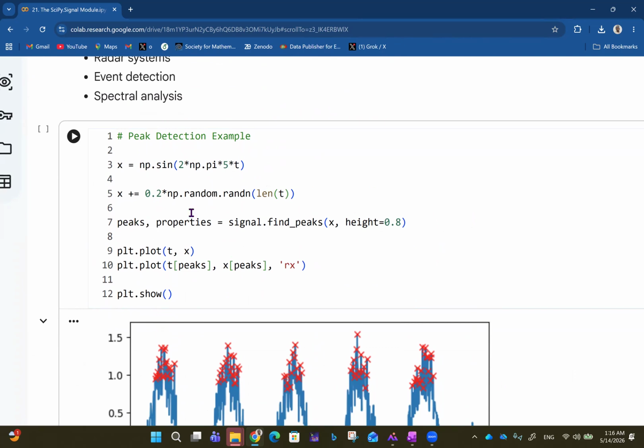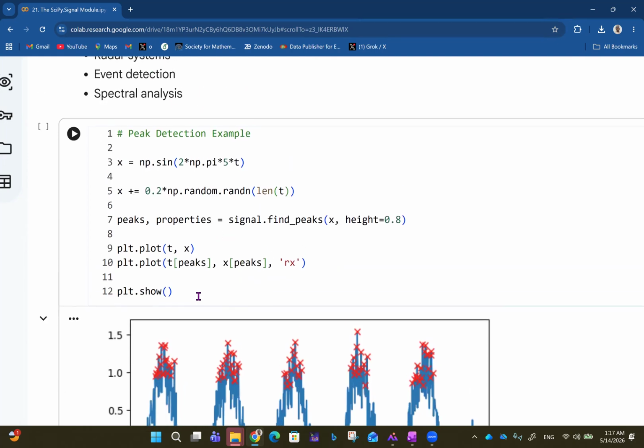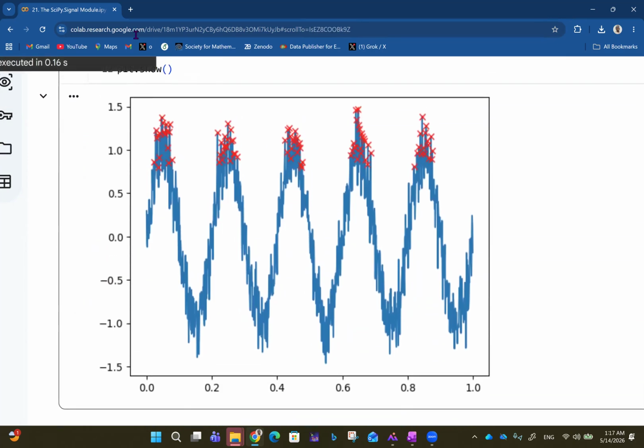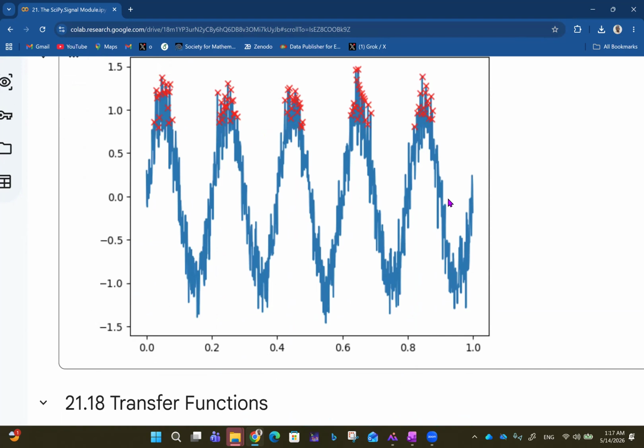So you have peaks and properties of signal.find_peaks. You want to look for peaks now at a height of 0.8 or something. So plt.plot(t, x). By the time you run this, you then find some peaks on each signal like that. So then you can identify the highest peaks on each high part like that.